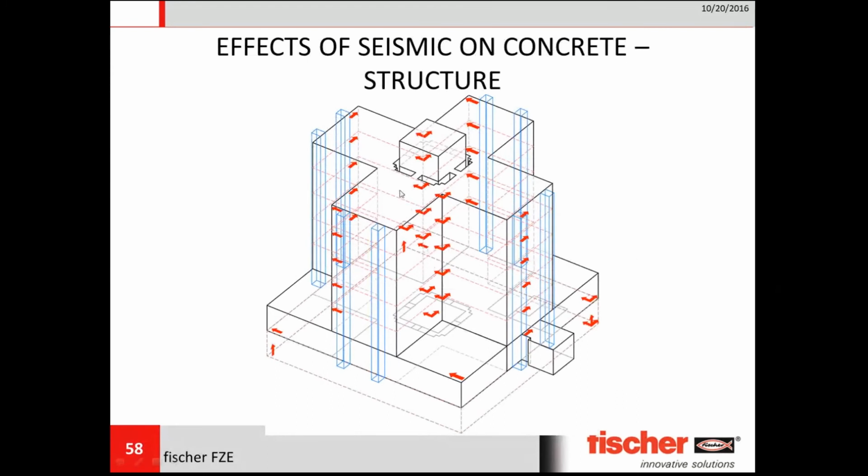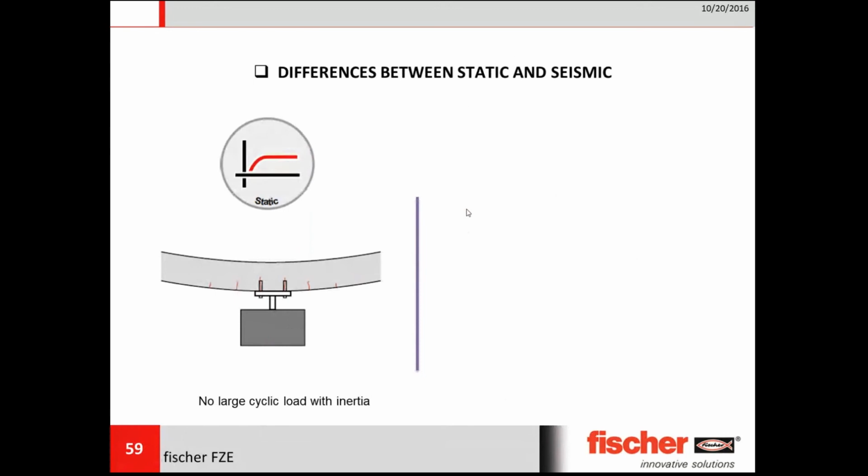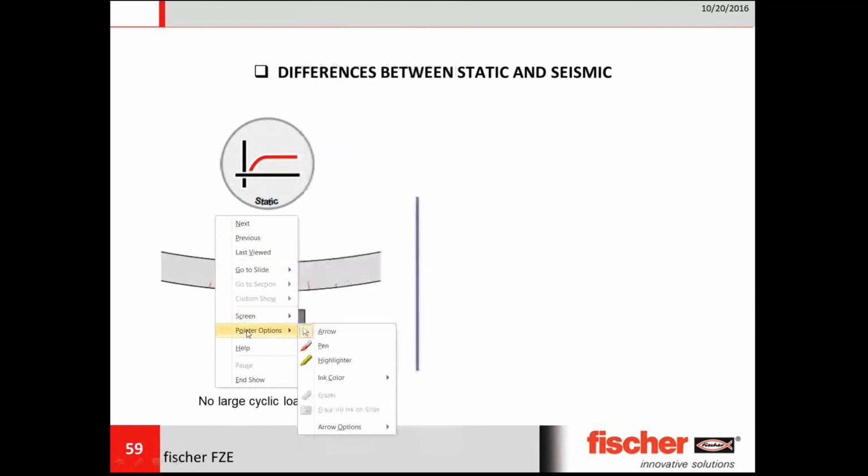This is some information about the effect of seismic on a concrete structure. As you can see, these are the directions of various loads acting on a building structure. The main difference between static and seismic loads is that static load means whatever load is there. For example, this is an equipment suspended from the ceiling. There is no movement or inertia in a static load. So this is the case when you have a static load.